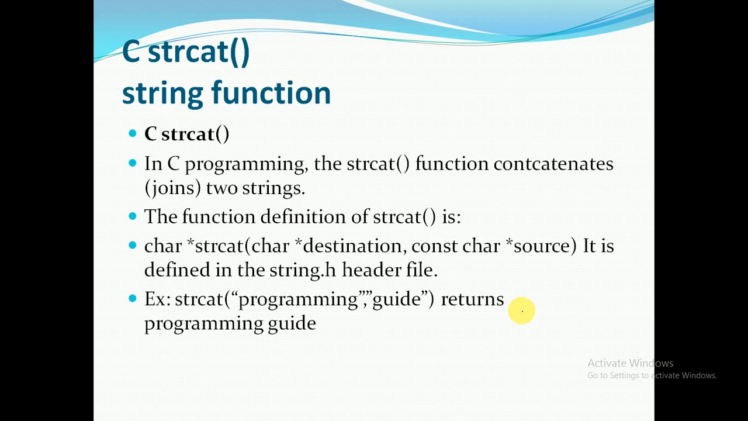Next we'll see the string concatenation function. We shortly write strcat. Cat is nothing but joining. It joins the two strings. For example, strcat of programming and guide. These are two strings. It returns programming guide as one string. So string concatenation means it concatenates two strings, that means it joins two strings.